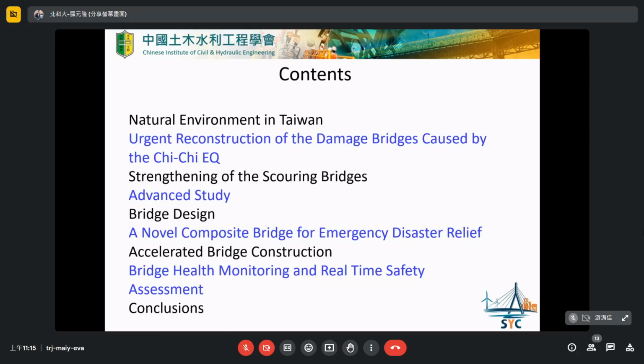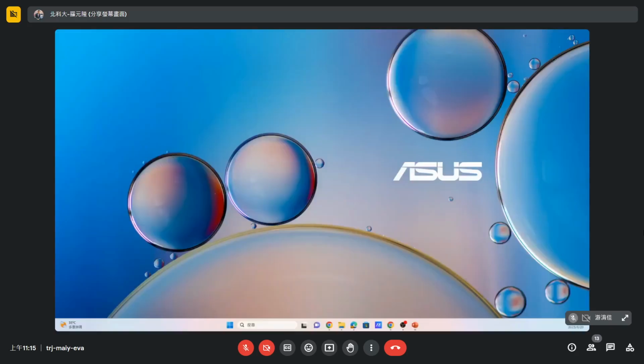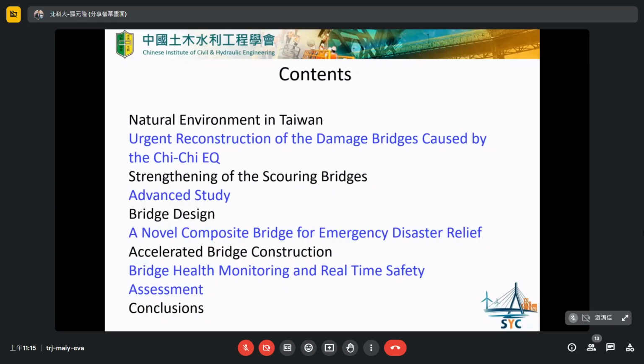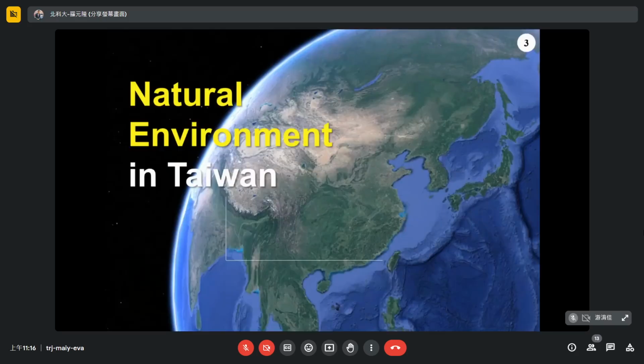Because we have natural disasters, in the future or currently, what can we do? We did some basic research for bridge design and for emergency disaster relief. We also want to introduce ABC, accelerated bridge construction. And finally, we give a real case for bridge health monitoring and real-time safety assessment.